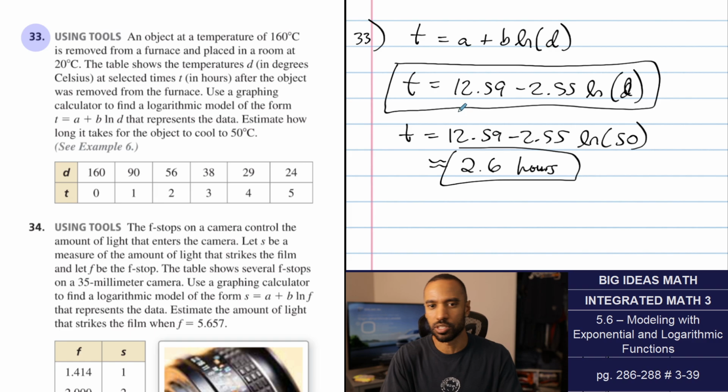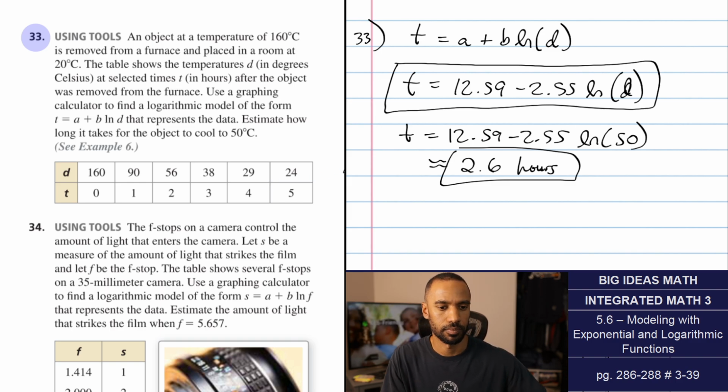around 2.6 hours, which is an interpolation and makes sense for this data, when you can see that 50 is between 56 and 38, and it's somewhere between 2 and 3 here.